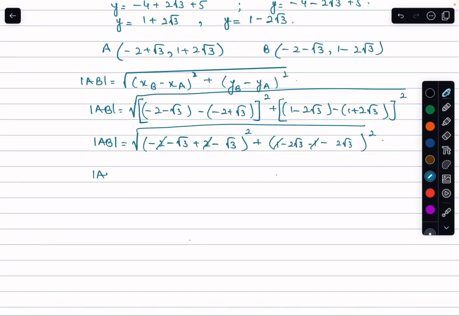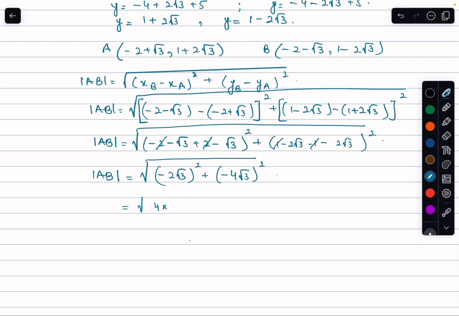So solving it further, I should be getting AB equals the square root of (minus 2 root 3) whole square, plus (minus 2 root 3 minus 2 root 3), that would give me negative 4 root 3 the whole square, and that would give me a 2 square, which is 4. Negative becomes a positive because negative into negative is a positive. 2 square is 4.